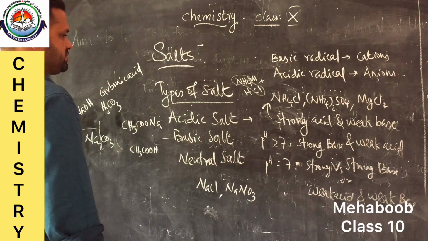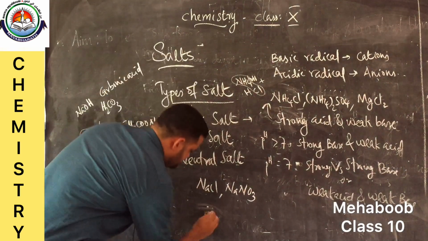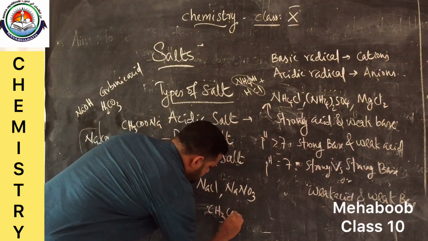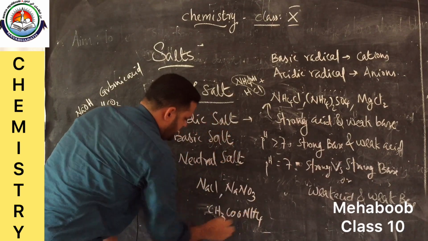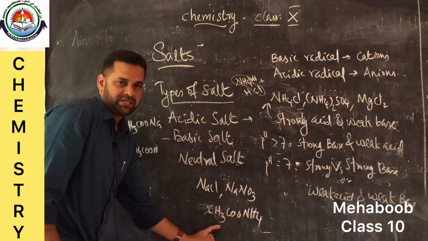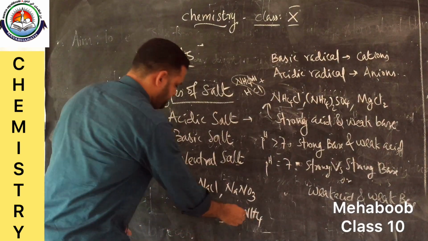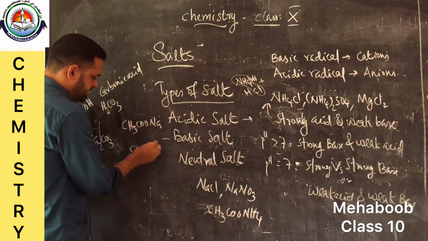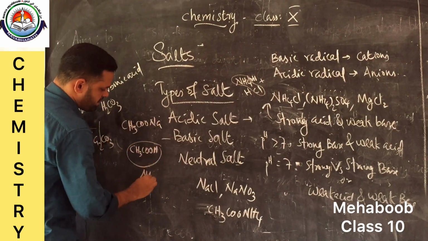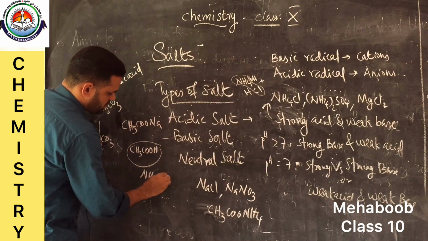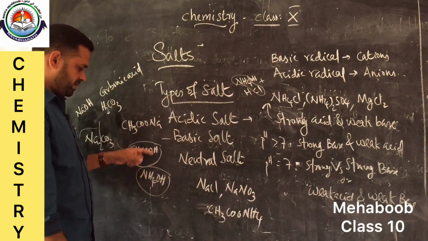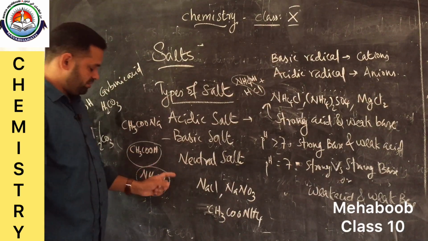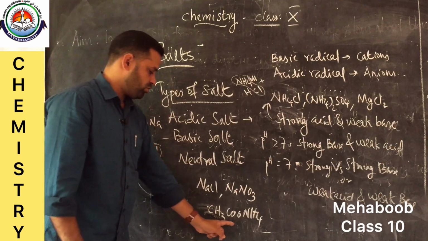another example, weak acid and weak base, CH3COONH4. That is called ammonium acetate. This is called ammonium acetate. It is formed by the reaction between acetic acid and ammonium hydroxide. Ammonium hydroxide is a weak base. This is a weak acid. So by the reaction between weak acid and weak base, we get ammonium acetate.